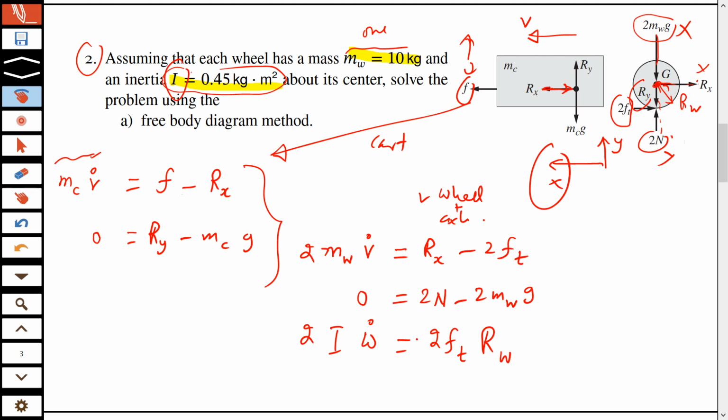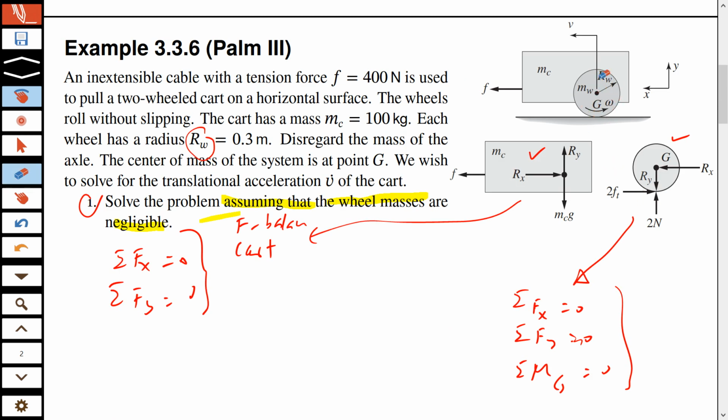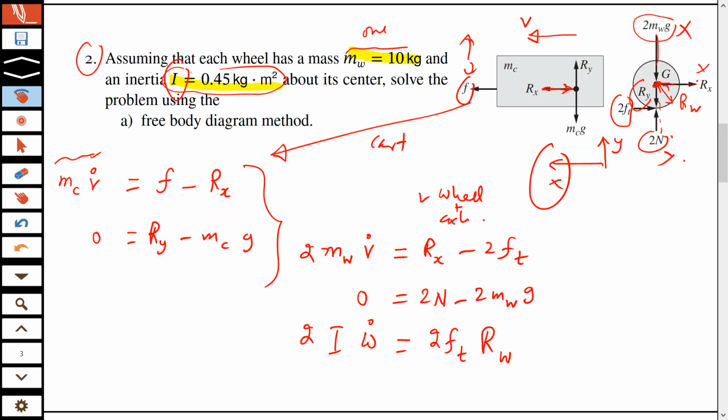And whether we write positive or negative will be clarified by the sense. Remember, the sense of omega is counterclockwise here. So we need to see that the sense of this twice Ft is a force towards the right. And this is G, the center, so the turning effect will be counterclockwise, which is positive. So we don't need to put a minus sign here. Now you have five equations.